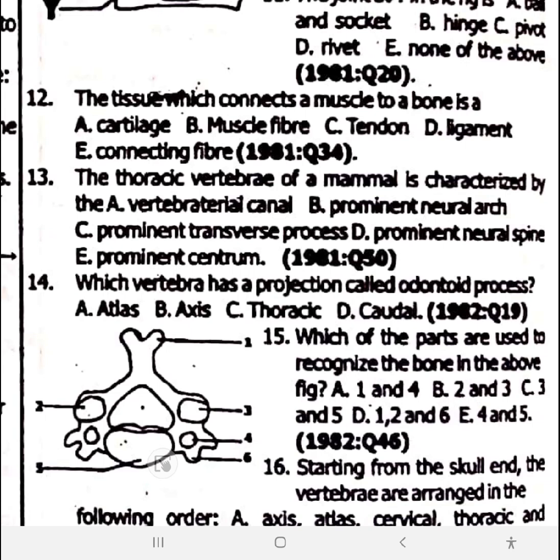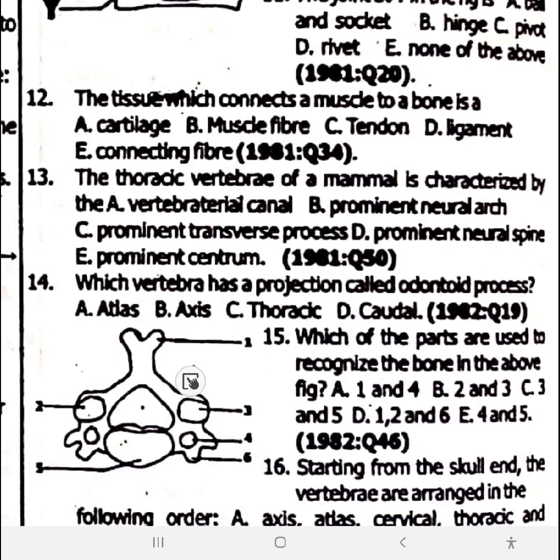Let's go back to 13. So 13 says, if you've been able to jot down this point, the thoracic vertebra is characterized by, notice the thoracic vertebra, almost all these things: large centrum. Go back and check your note now. Large centrum, large neural canal, long prominent neural spine, and the rest. Only short transverse process. So 13 is most likely to be, you got it, prominent neural spine or large neural spine.